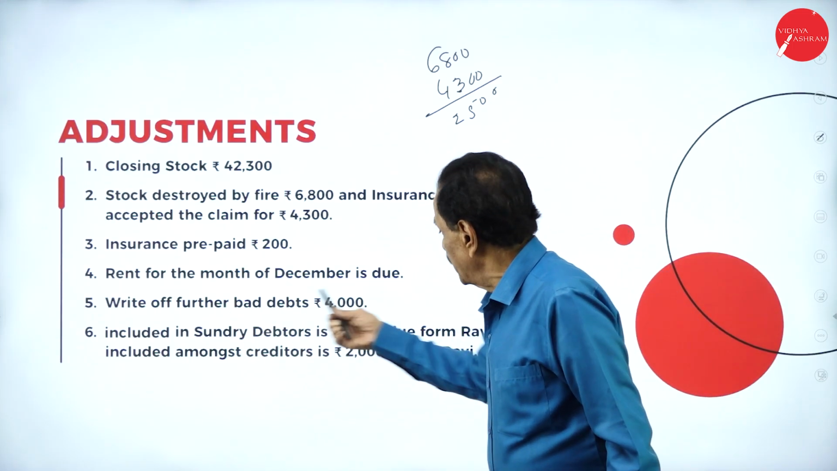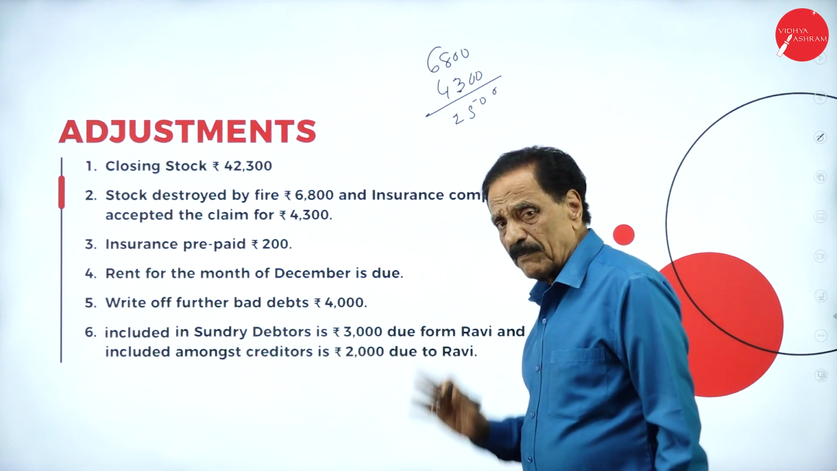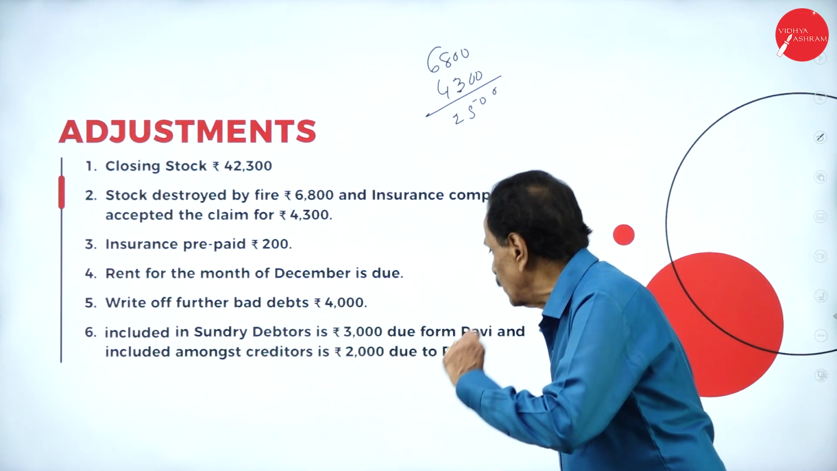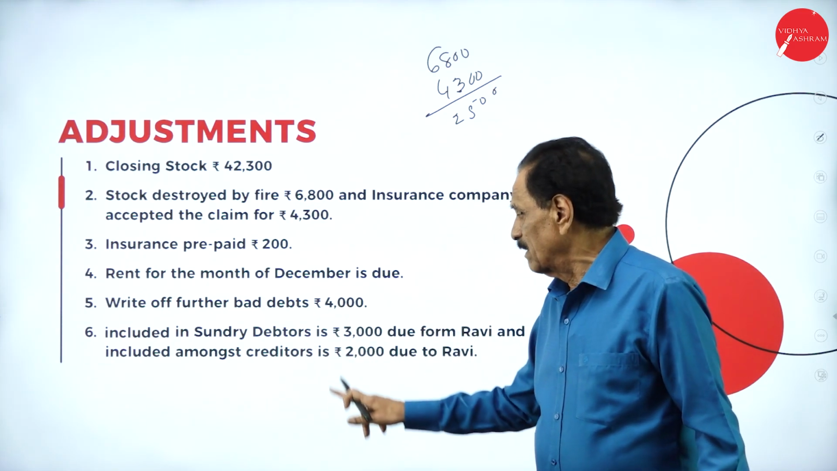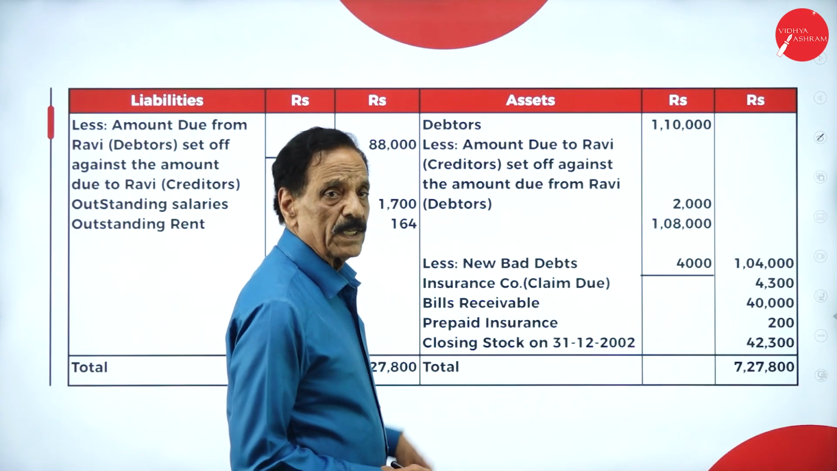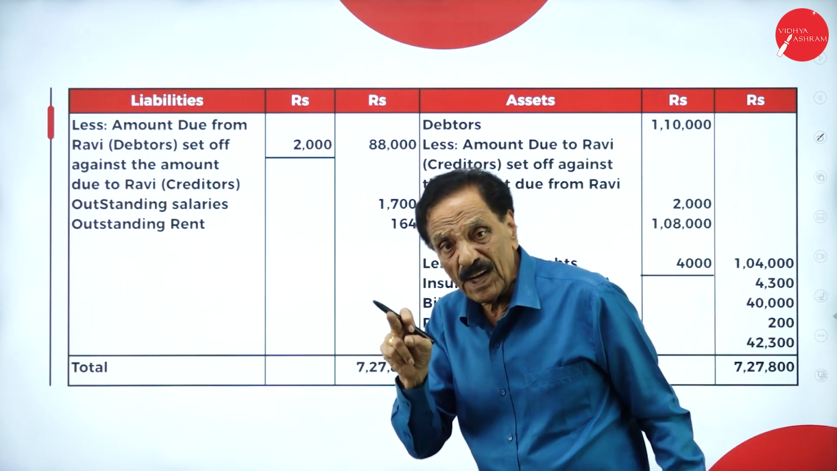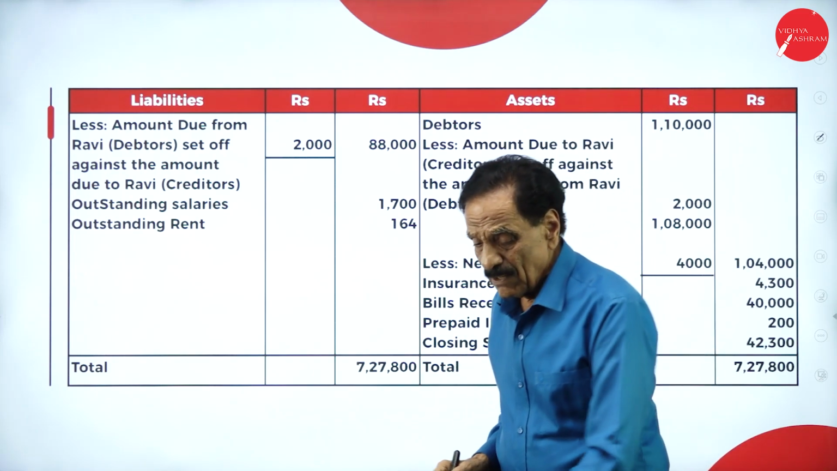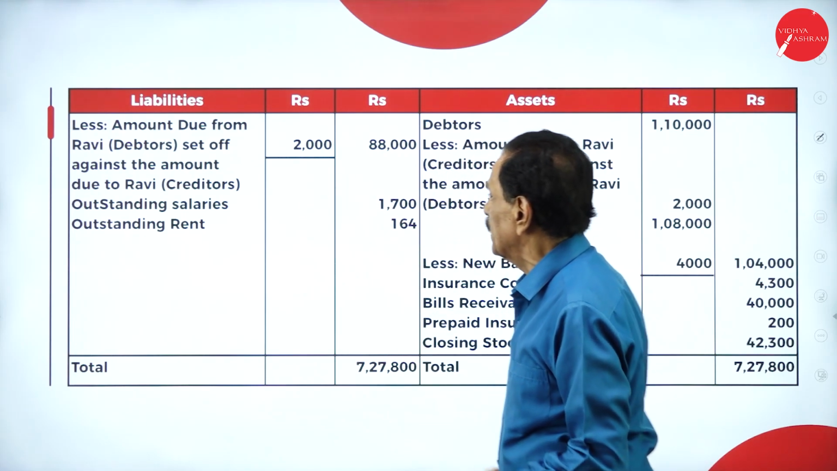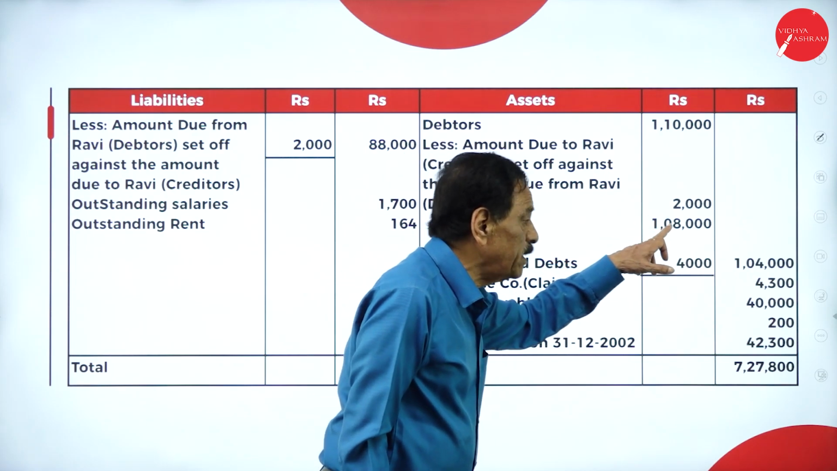Here, further bad debt is 4,000. Included among the debtors is 3,000 due from Ravi. Who has to pay? Ravi has to pay. Included among the creditors, we have to pay 2,000 to Ravi. That is adjusted here. How much adjusted? 2,000. Just mutual adjustment. Whichever the lower figure comes, that should be adjusted here. We have 3,000 to receive, we have 2,000 to pay. So here, less amount due to Ravi, we have to pay Ravi 2,000.